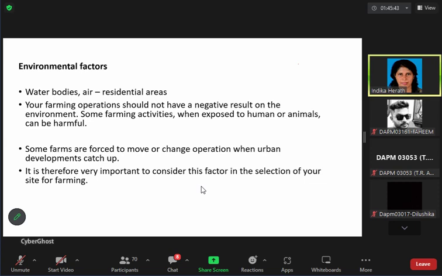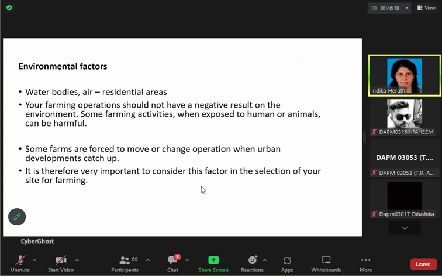And the farming operation should not have negative results on the environment. So especially in developed countries, they have a monitoring system for what is being released to the environment, right? So likewise, we have those kinds of things that are considered under environmental factors.